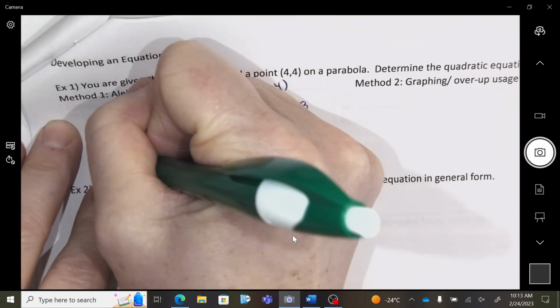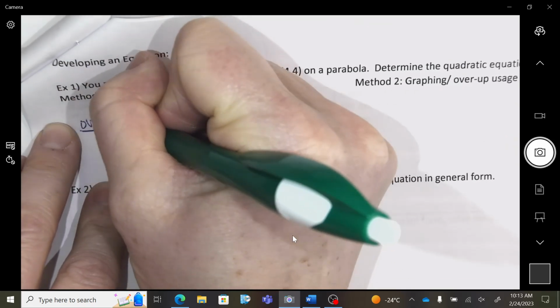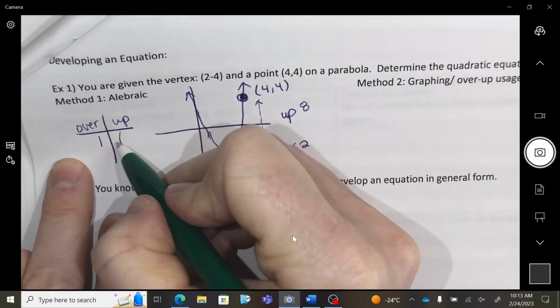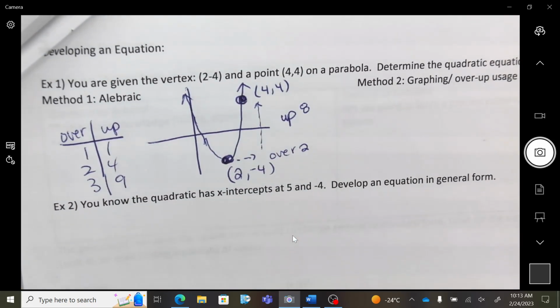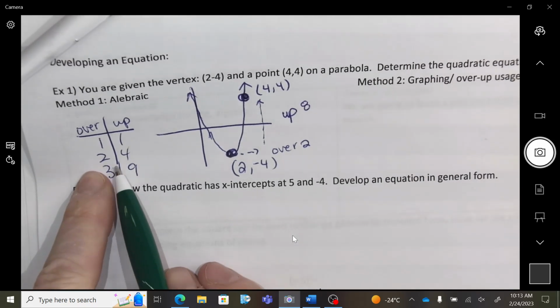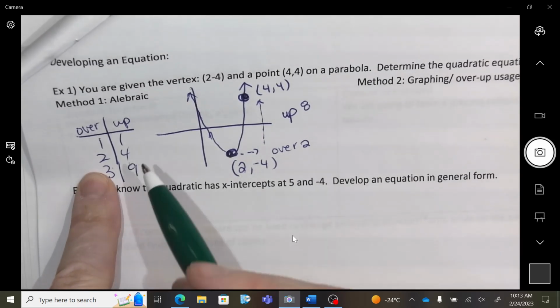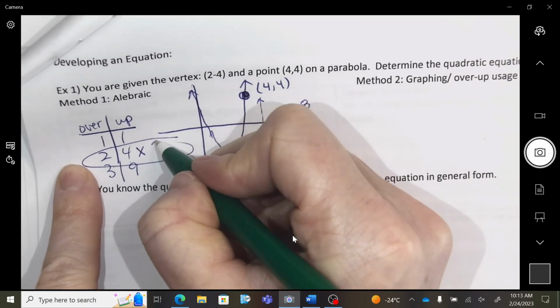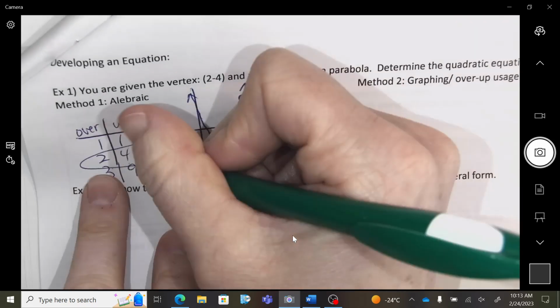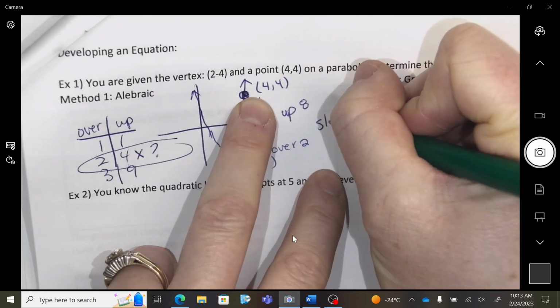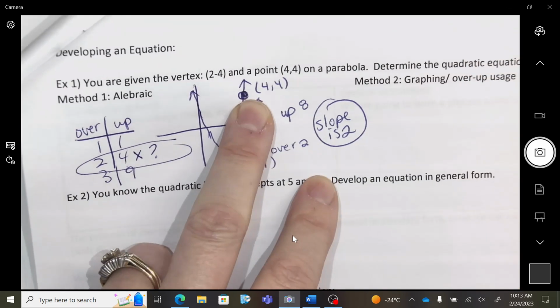So what does your normal chart tell you to do? 1, 1, 2, 4, 3, 9. So did we follow the normal chart? No. If we're to go over 2, we should be going up 4. So what did I end up multiplying that by that made me go up 8? 2. So my slope is 2.